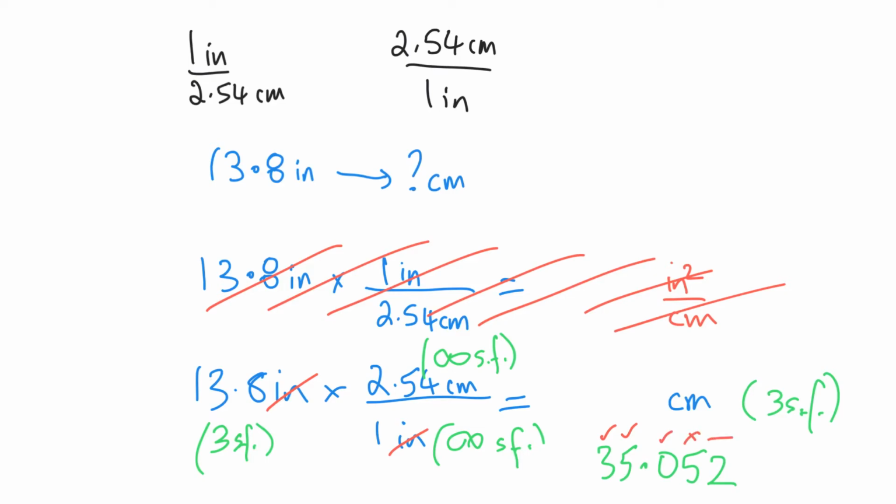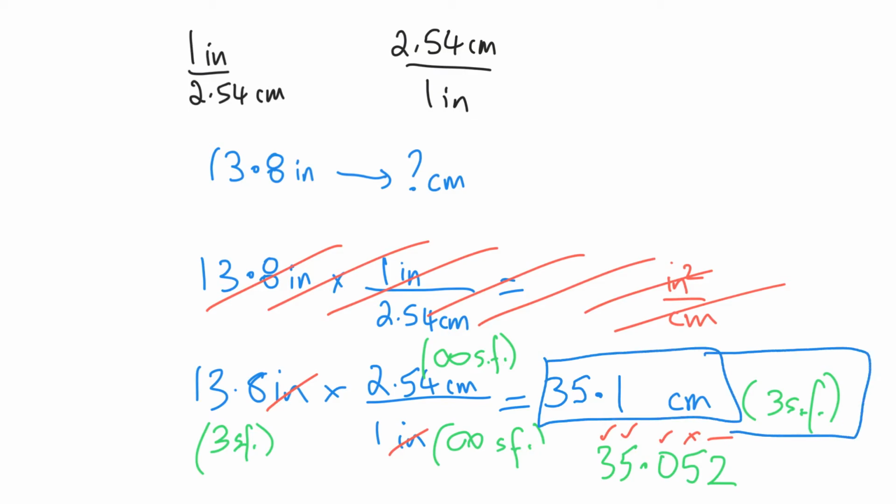Because I'm chopping off a 5, I'm going to do the round up trick, right? So I'm going to take the 0 next to it and round it up. I'm going to add 1 to it. So instead of 35.0, it becomes 35.1 centimeters. I could go ahead and box that answer, and maybe I should have boxed the 3 significant figures as well. So that would be how you would convert, using the conversion factor method, inches into centimeters.